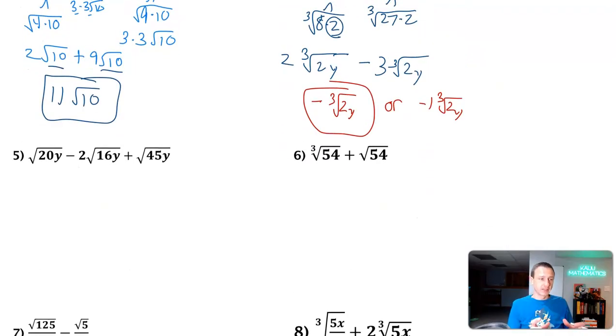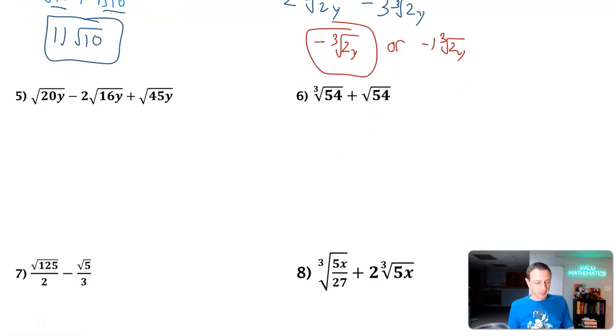So that's the base concept. That's all we're doing here. We're simplifying radicals. Hopefully it generates some sort of like term. If it doesn't, then we can't really do anything. But let's just keep going through these.